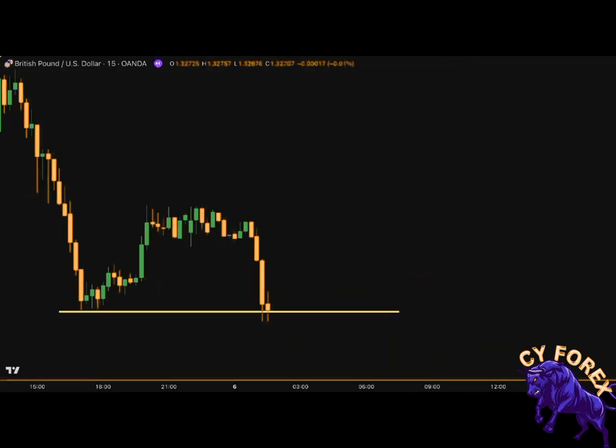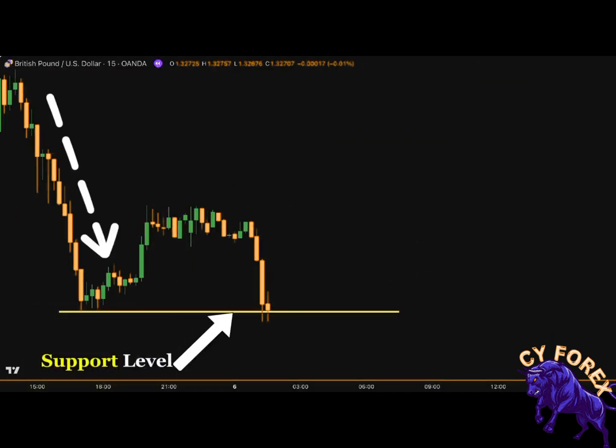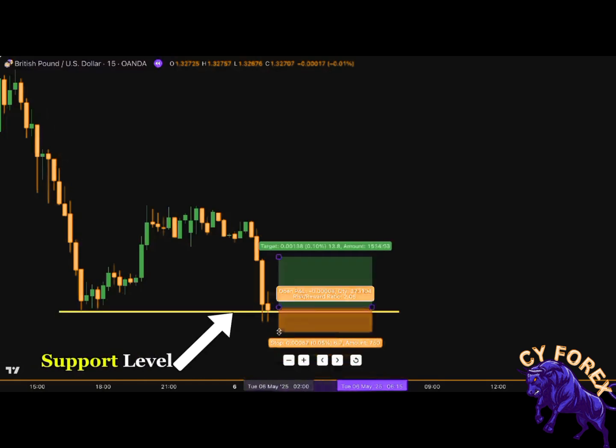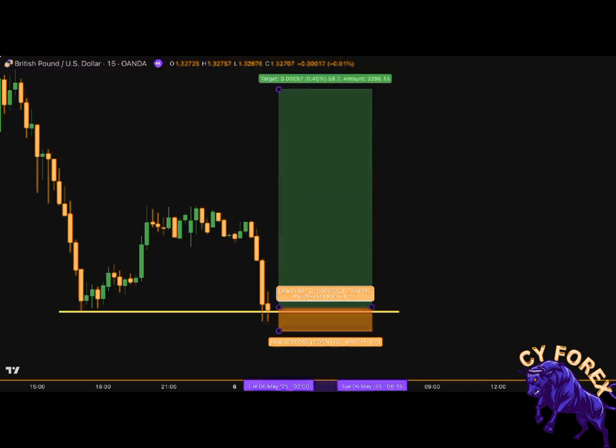Alright, now let's break down a sell-side liquidity trap. Here's what it looks like. The market is trending down. You spot a solid support level. You go long, expecting a bounce. Stop loss is below support, of course. At the same time, breakout traders are stacking sell stops below that level, betting on a breakdown. Price breaks down, triggers both sets of orders, then reverses back up.